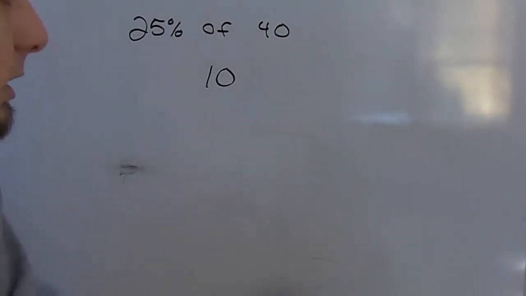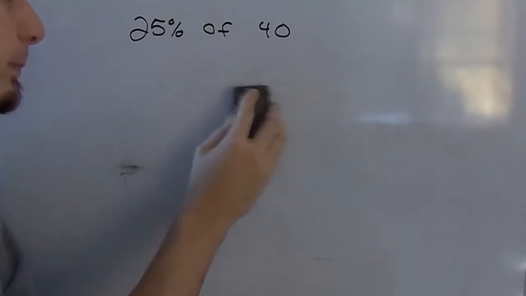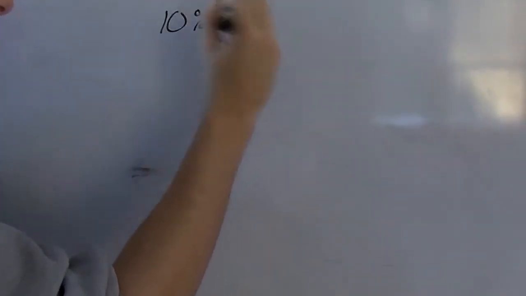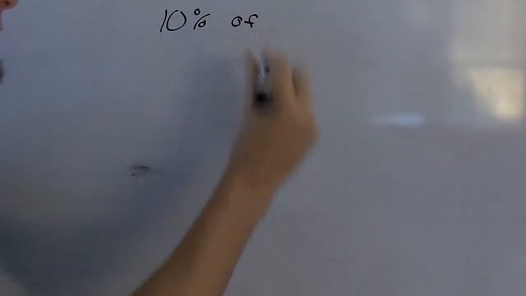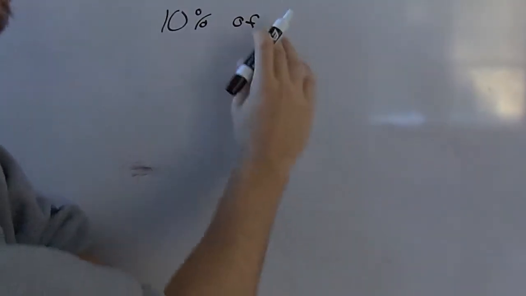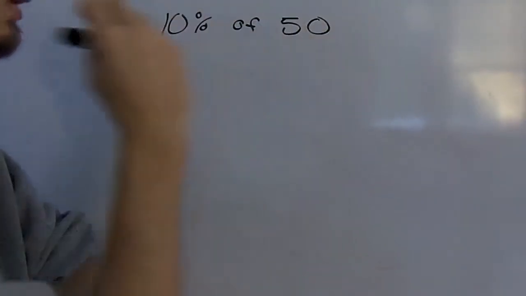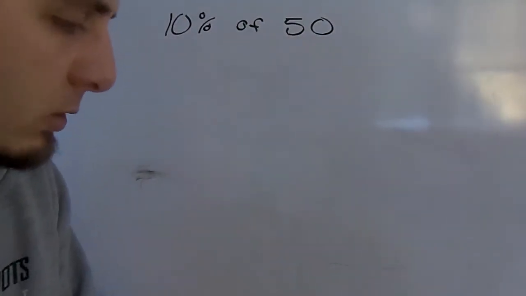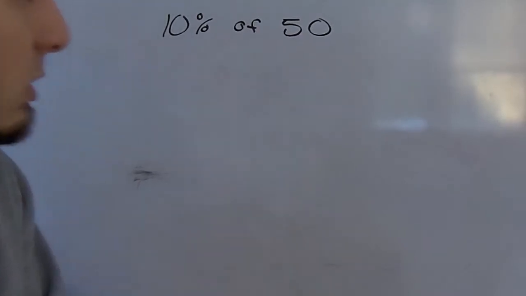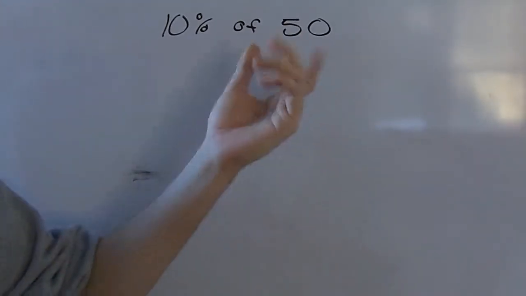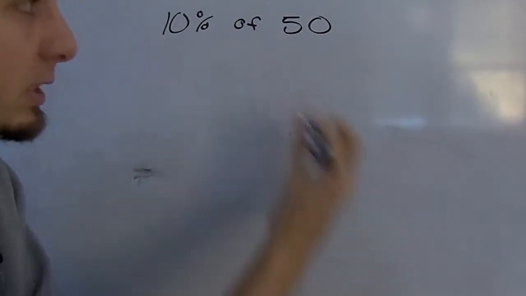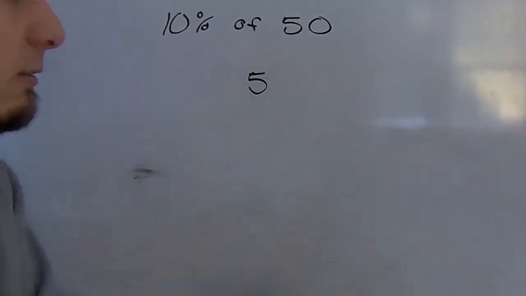Now, what if you had a number like... we'll get to that in just a second. First, I want to do one more basic percentage, which is 10%. Okay? If you want to find 10% of any number, you have two options. The harder of the two options is you can divide this number by 10. Now, with a number like 50, we should be able to divide it by 10 pretty easily and figure out that the answer is 5.